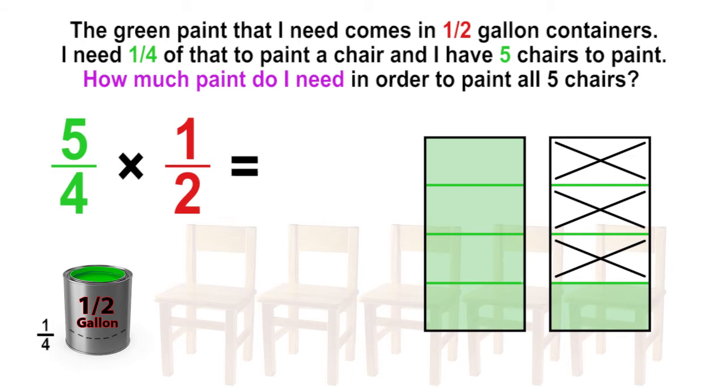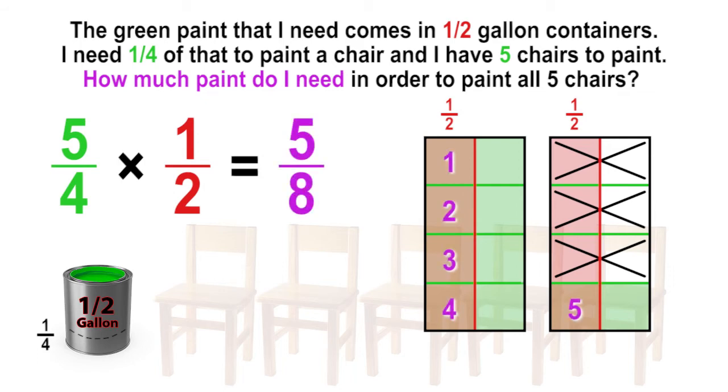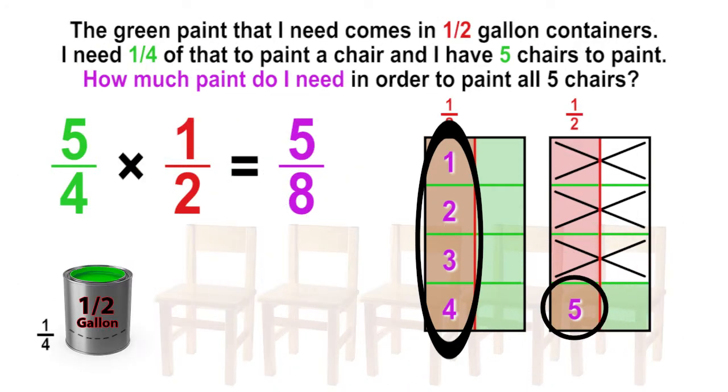Next, we will draw in the columns that are represented by the second fraction, or the 1/2 gallons of paint. In this case, we will color the columns we are counting red to make it easier to see. As you can see from our model, 5 boxes are colored out of the 8 total boxes. You could also look at this model as you will need 1 whole container and 1/4 of another container.